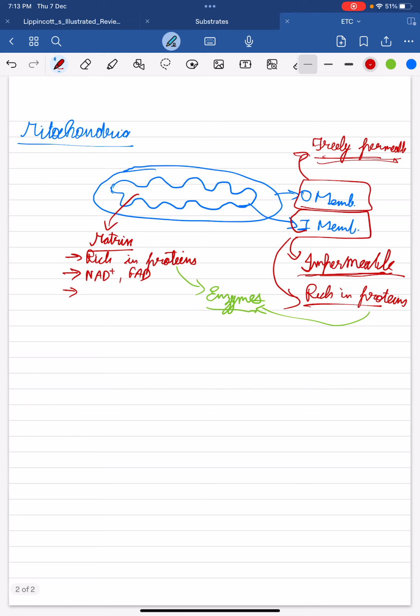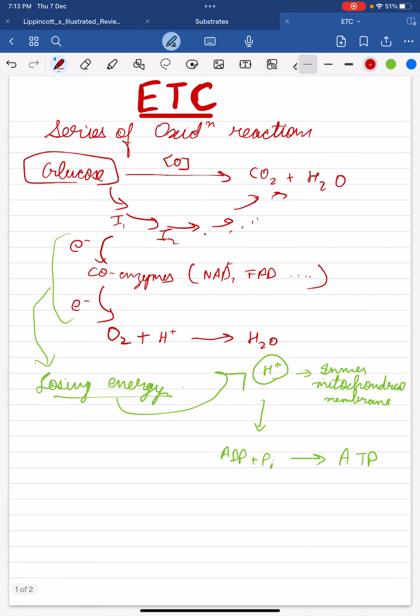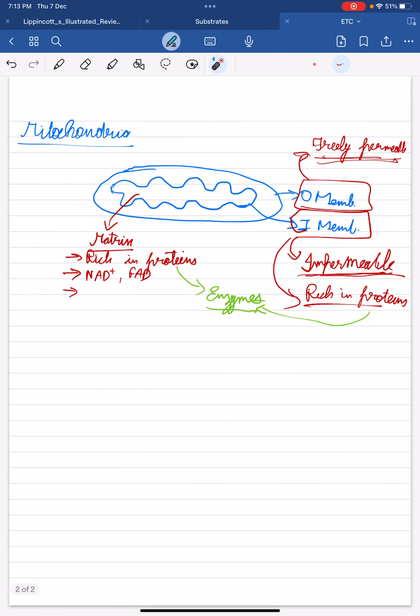Also, ultimately the thing being produced is the ATP, for which we require ADP and inorganic phosphate. So we would also have ADP and inorganic phosphate. In addition, it would also have its own DNA and RNA, because it is a special type of cell organelle which also has its own DNA, plus RNA is always there.